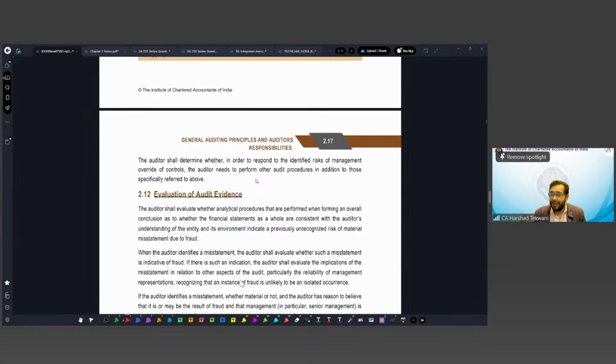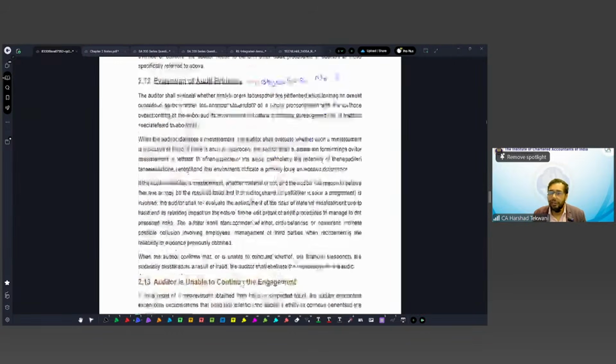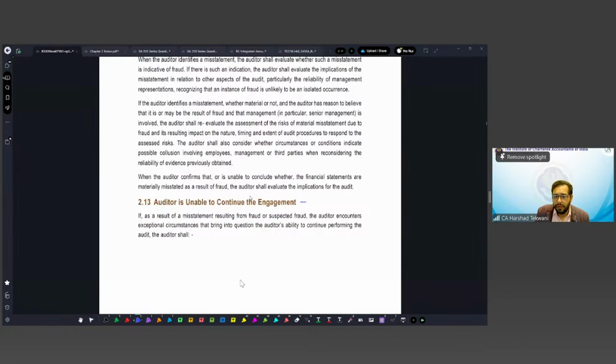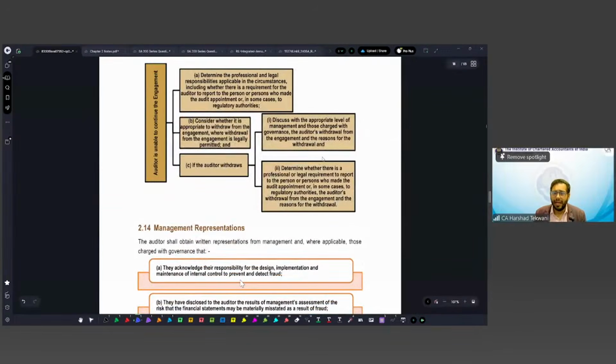Okay, evaluation of audit evidence. That is your objective number 2. So we discussed objective number 2. If you are able to achieve, fine. If you are not able to achieve objective 2, then we need to think of withdrawing. So these are the scenarios.